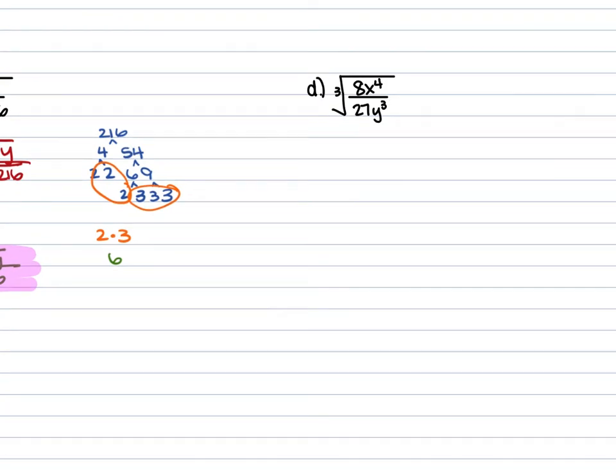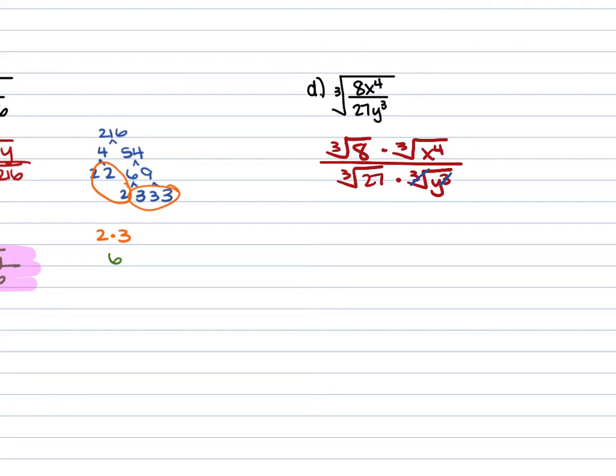For example D, we have the cube root of 8x to the 4th power over 27y cubed. So with this, we're going to be taking the cube root of 8 times the cube root of x to the 4th over the cube root of 27 times the cube root of y cubed. Something that you should have realized by now: if your index is the same as your power, it cancels each other out. With that cube root of y cubed, the power and the index are the same, so it cancels the radical out as well as the power.